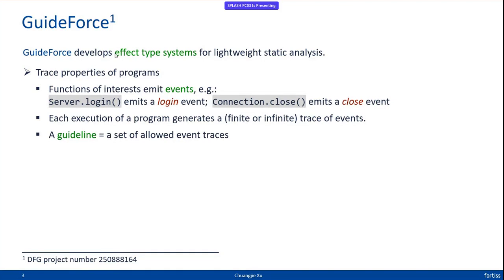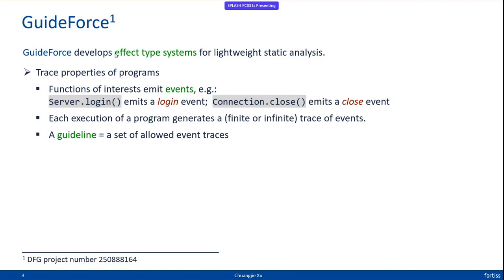Maybe the definition of traces is a little bit different. Firstly, let's assume that some functions of interest emit some event. For example, a logging method of a server will emit a logging event. The close method for a database connection will emit a close event. And then think about the execution of a program. This will generate a trace of events.